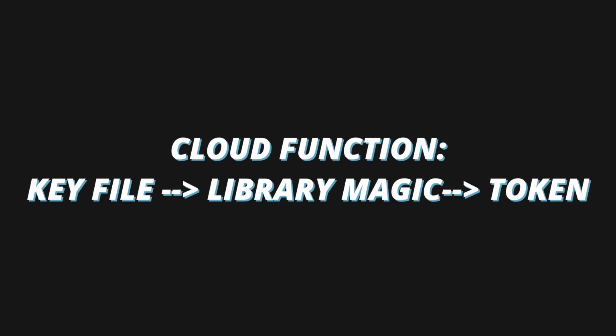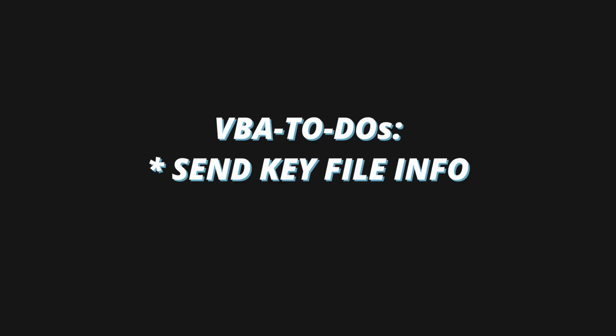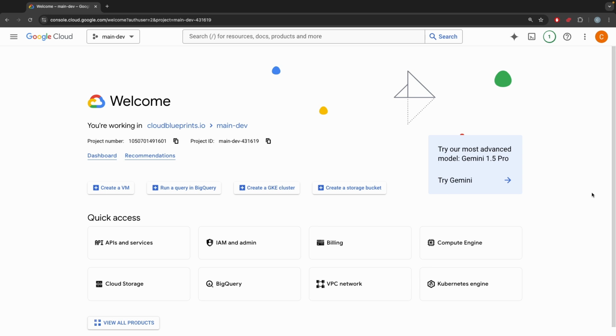We'll offload the token generation to a cloud function. This function will use Python client libraries to obtain an access token using our service account key file. All our VBA code then needs to do is send the service account key file content to our cloud function, and it will return a fresh access token. We can then use this token to make authorized calls to the BigQuery API. Let's head over to the Google Cloud Console to set this up.